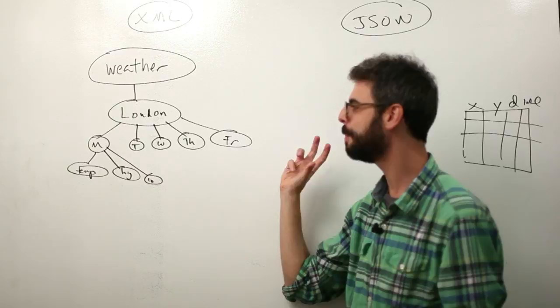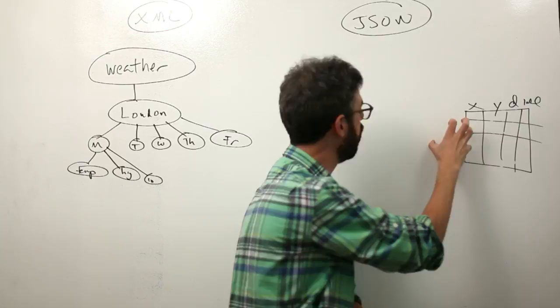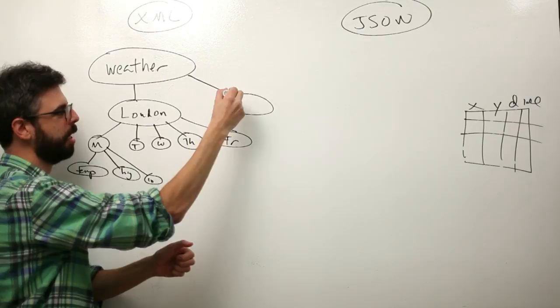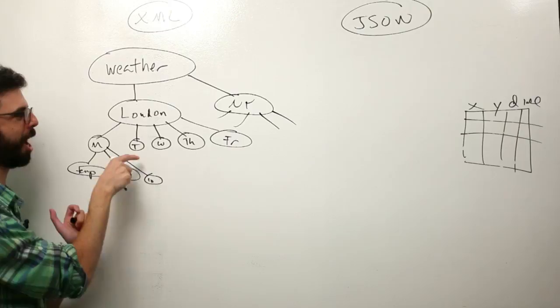This is a bit more flexible than just having flat data, where there's only columns and rows. Here we can sort of think of a database of objects. There might be another city that's coming in, you know, New York, and that has a whole bunch of days of weather. And each one of those days also has a temperature and high and low. So this is how the data is structured in a tree.